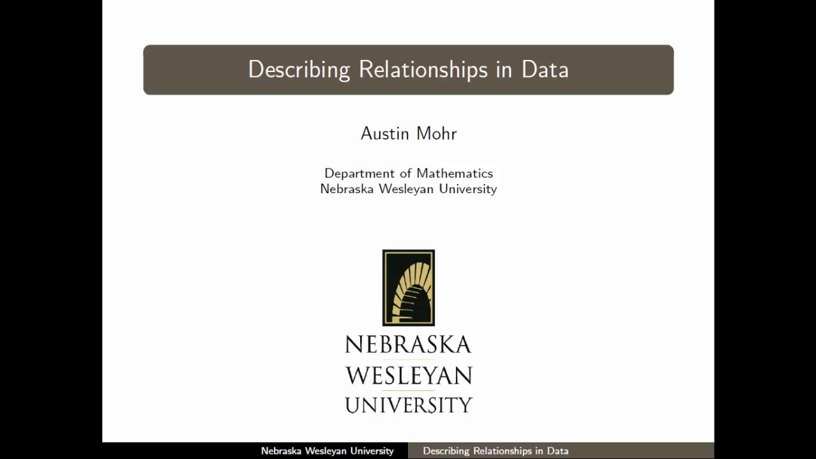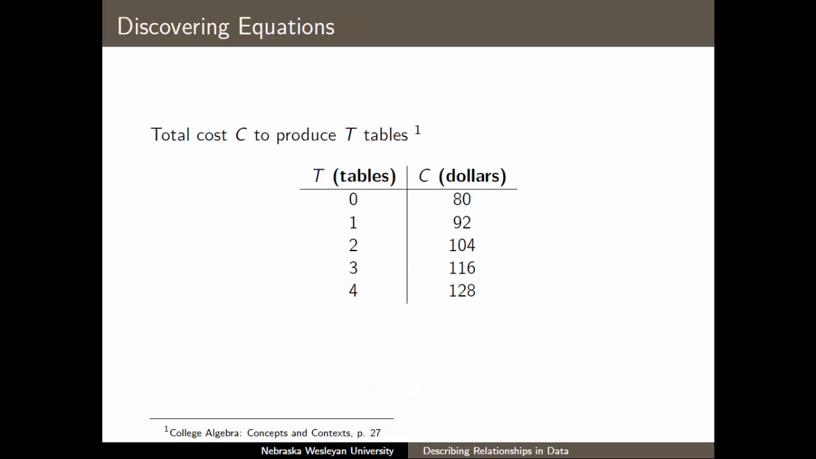One of the most important skills that we'll learn in this course is how to identify and describe relationships that appear in data. So let's take a look at our very first example of this. This data shows the cost for producing tables.